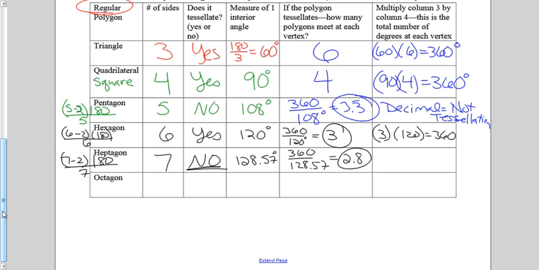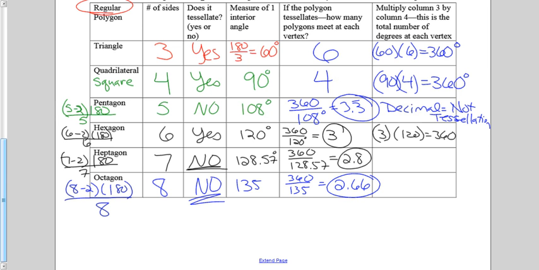Octagon. Okay, so my octagon has 8 sides. So to find one interior angle is 8 minus 2 times 180 divided by 8. Work that out, and I get 135. So I would take 360 and divide by 135 to decide if an octagon will tessellate the plane. That gives me 2.66. I got a decimal value, which means the answer is no, an octagon will not tessellate the plane. So moving on to the last page of our handout.